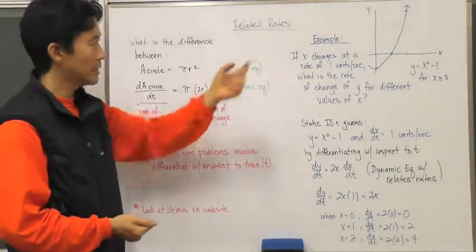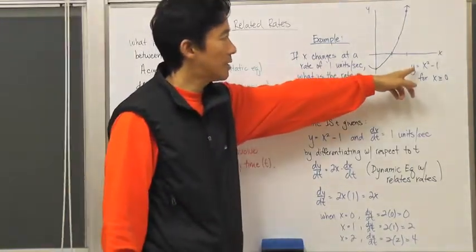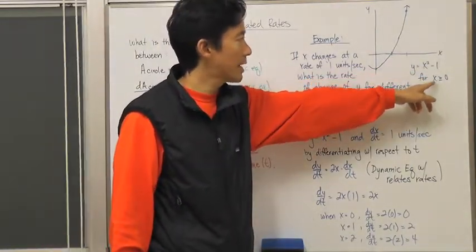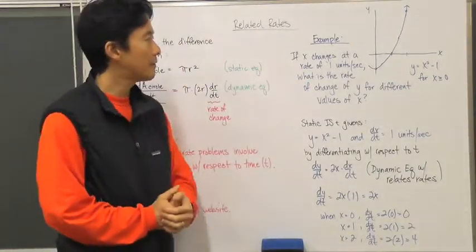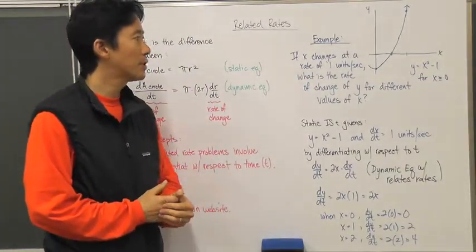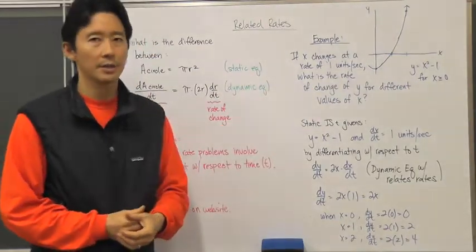Okay, so let's take a look at an example here. We have a function that says y is equal to x squared minus 1 for x greater than or equal to 0. And we're going to say that if x changes at a rate of 1 unit per second, what is the rate of change of y for different values of x?